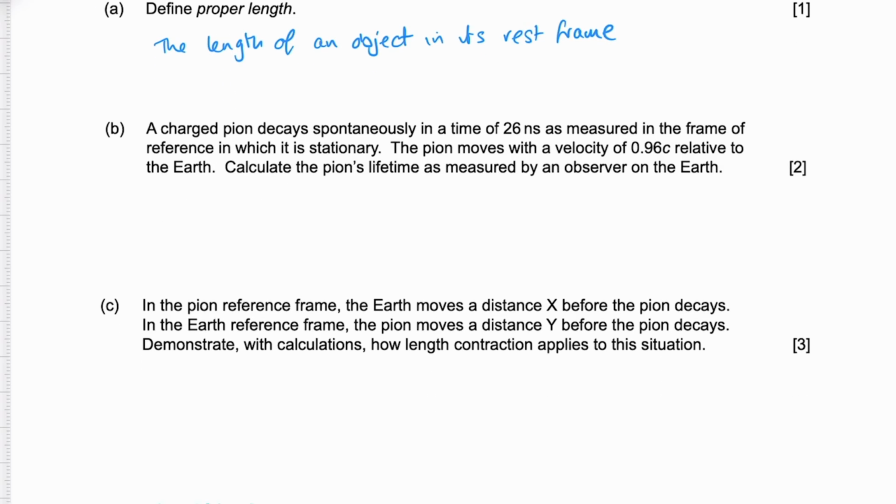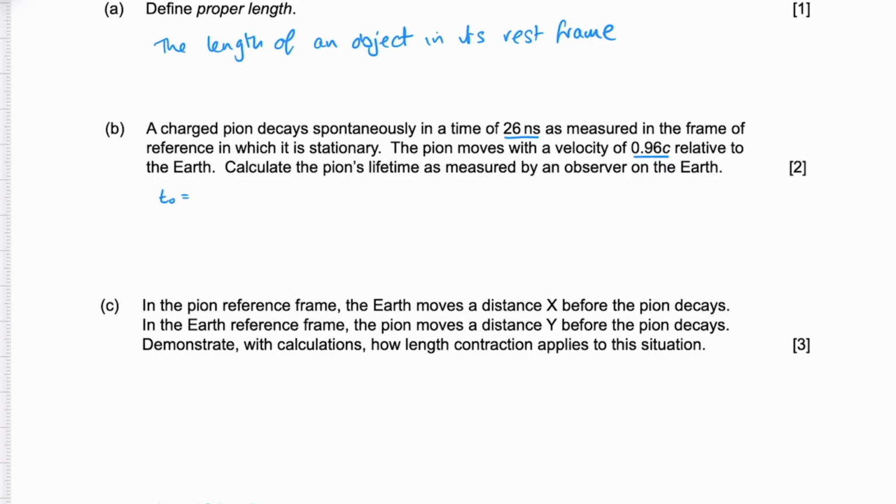B. A charged pion decays spontaneously in a time of 26 nanoseconds as measured in the frame of reference in which it is stationary. The pion moves with a velocity of 0.96c relative to the Earth. Calculate the pion's lifetime measured by an observer on Earth. Well, if it's stationary, then it experiences proper time.